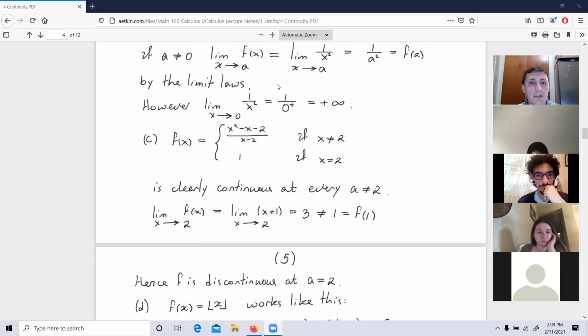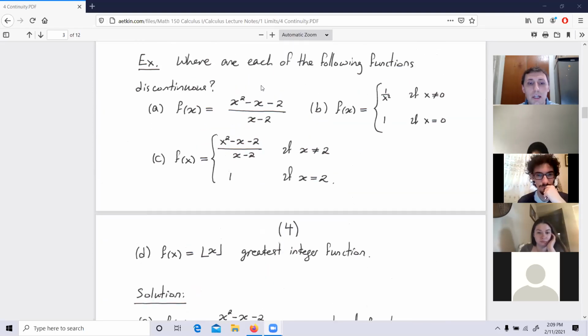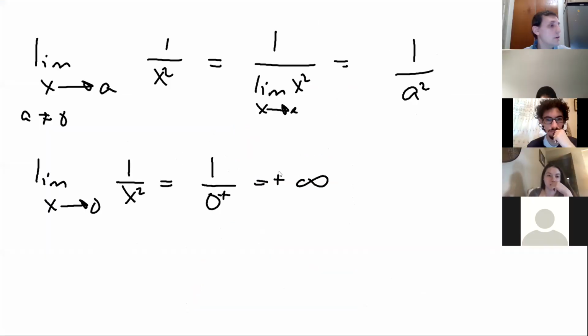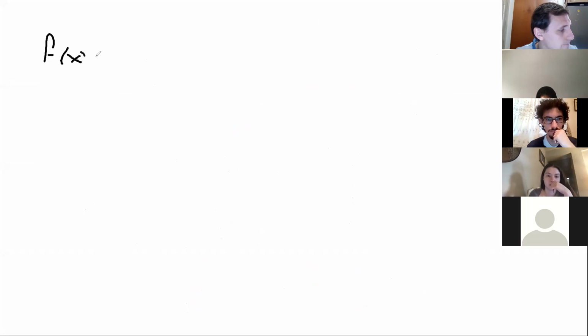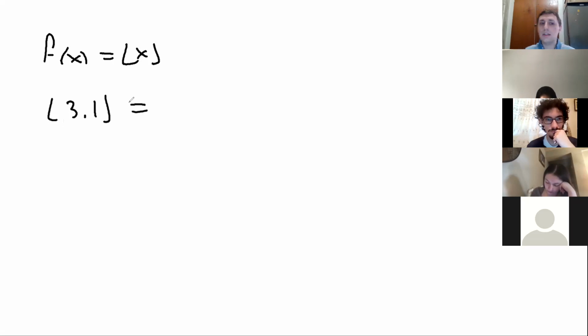Here is the next function, guys. Do you know what the greatest integer function is? It's a very important function, actually. I can show you some very cool applications of it in physics. So the greatest integer function rounds the number down to the nearest integer, to the floor. So for example, what is the greatest integer function of 3.1? It is 3. You fall down, you understand?